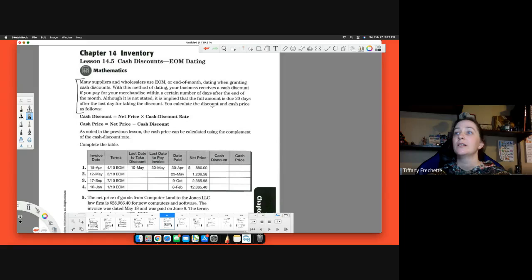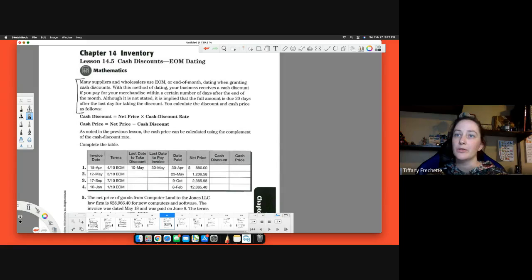So, like they said, it's not stated, but it's implied that the full amount is due 20 days after the last day for taking the discount. So once we know the last day for taking the discount, 20 days later, the whole thing is due. So if we don't take the discount in time, the whole bill will be due 20 days later.